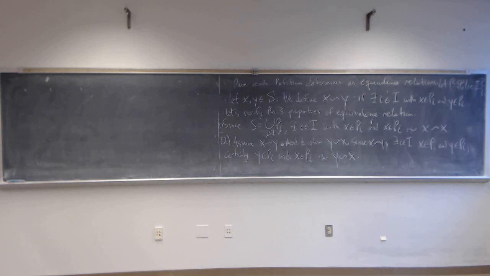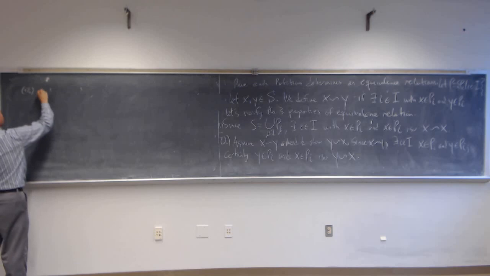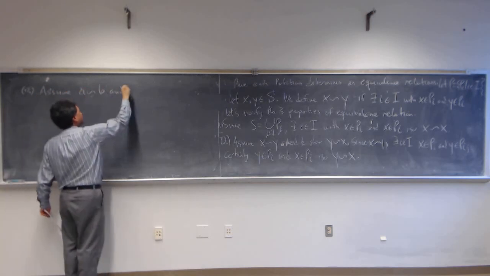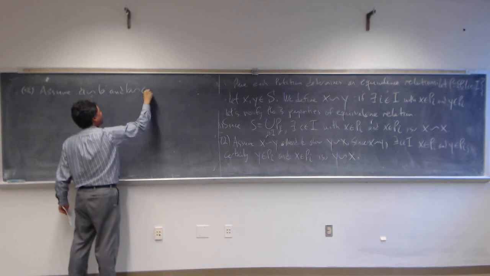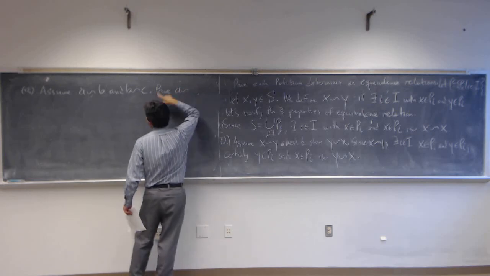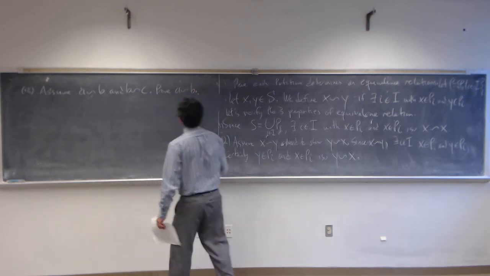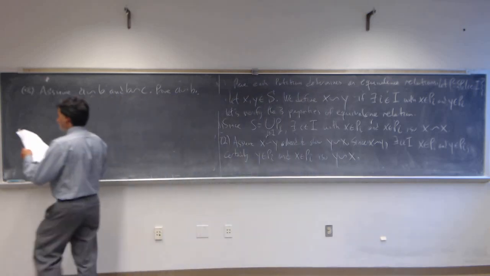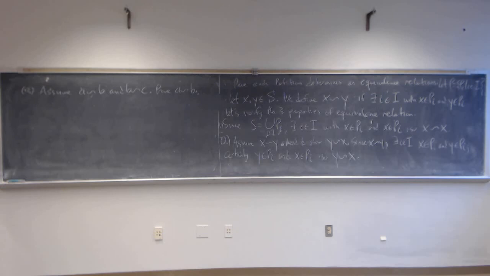Okay, let's now show symmetry. So that's symmetry. What about transitivity? So we assume A relates B and B relates C. We want to prove that A relates C. So let's see what we can do here.